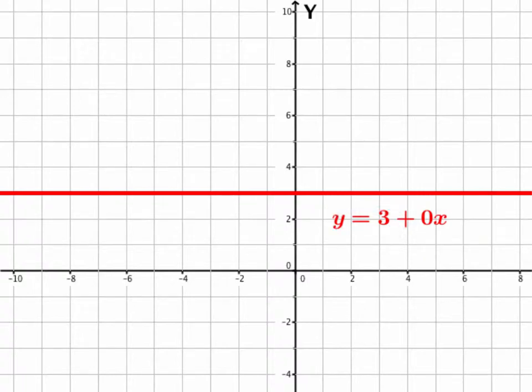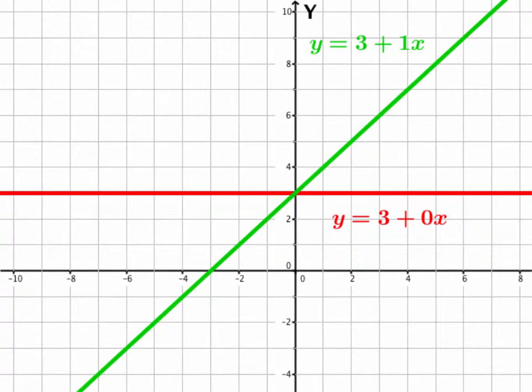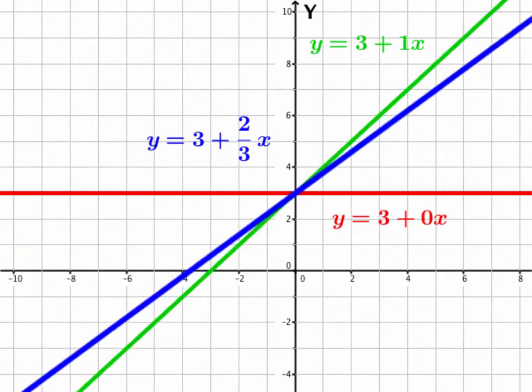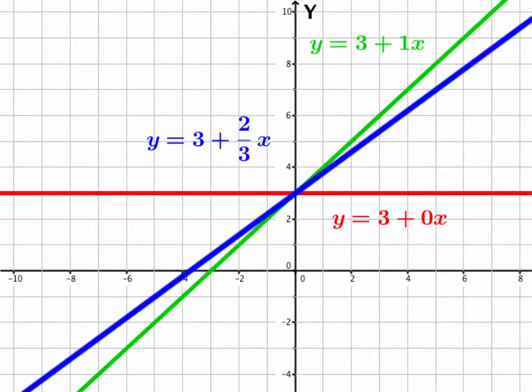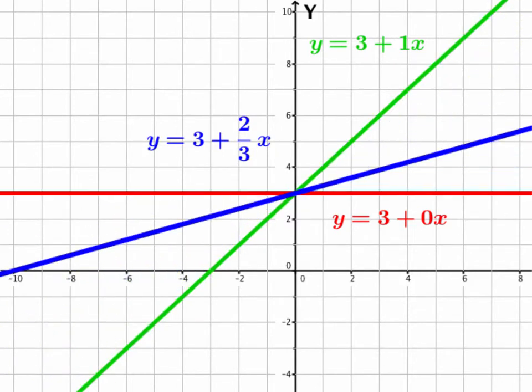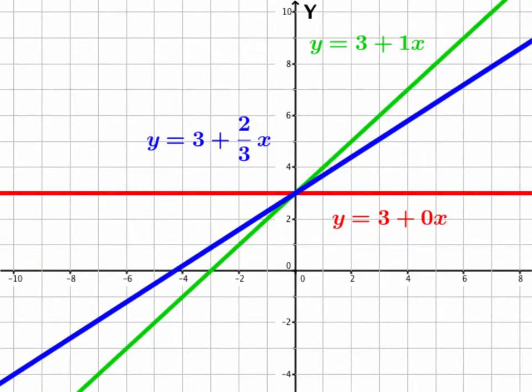And we already know what y equals 3 plus 1x looks like. That also has a y-intercept of 3 and a slope of 1. It kind of looks like a 45-degree line. So, y equals 3 plus 2/3 x should be somewhere in between the two. Where? I'm not sure. Since 2/3 is a little bit closer to 1 than it is to 0, I don't know, maybe we'll guess around there.